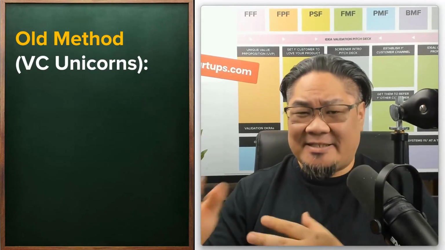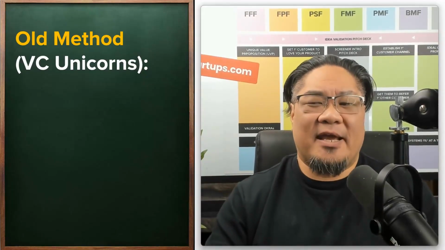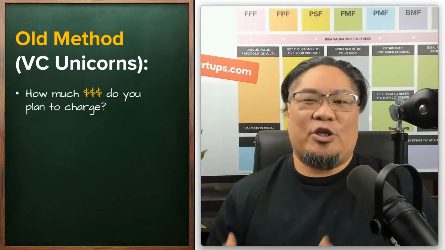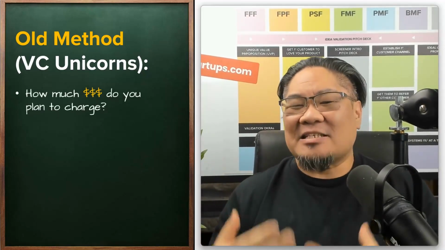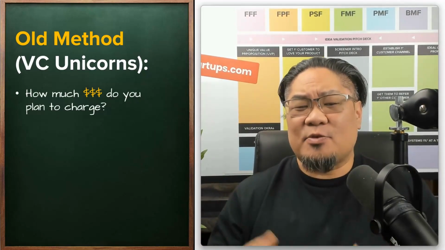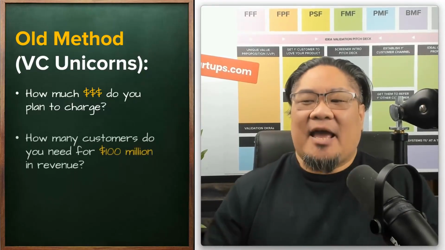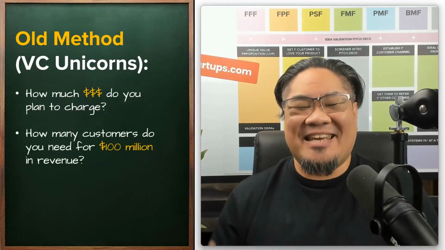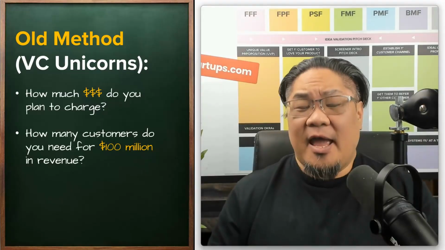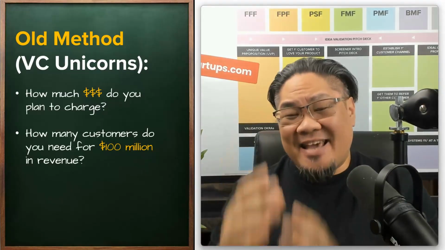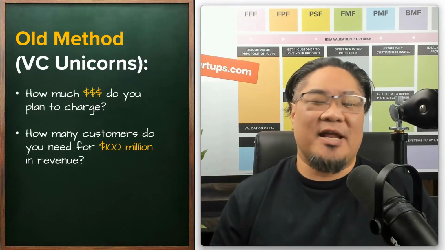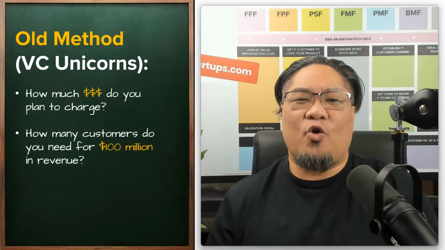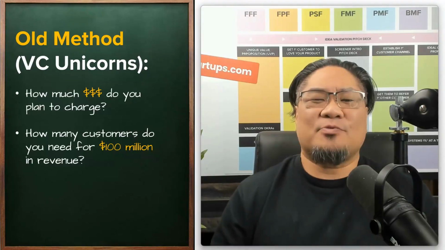If you're pitching them, let's say they looked at your pitch deck, they called you in for a meeting, they would look at how much money you plan to charge. That's where your business model slide would be very important. This is what we plan to charge. Then they would ask, how many customers do you need to make $100 million a year in revenue every year? And $100 million is important because 10x that's a $1 billion valuation. That's generally speaking what a unicorn startup is all about, and that's what VCs are looking for.